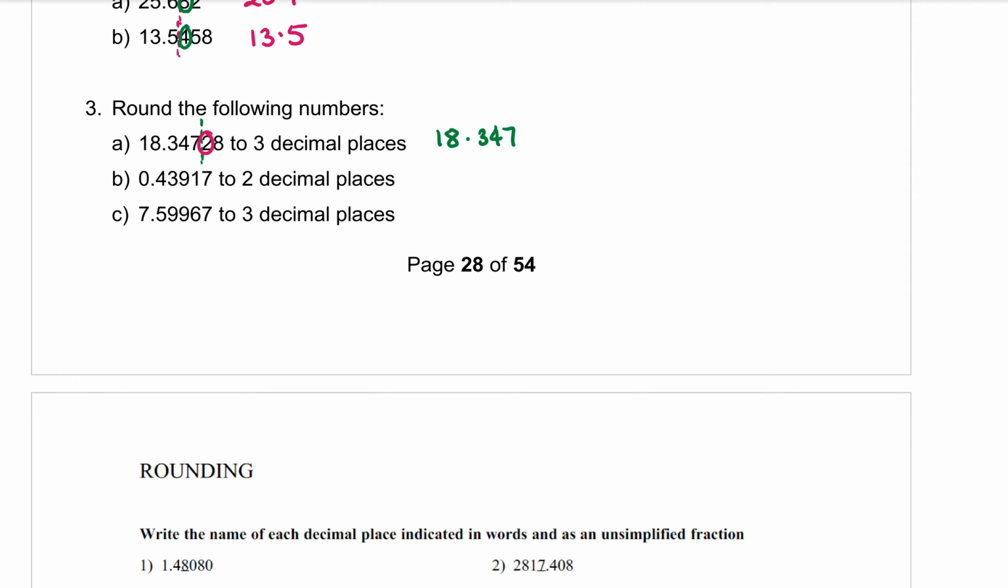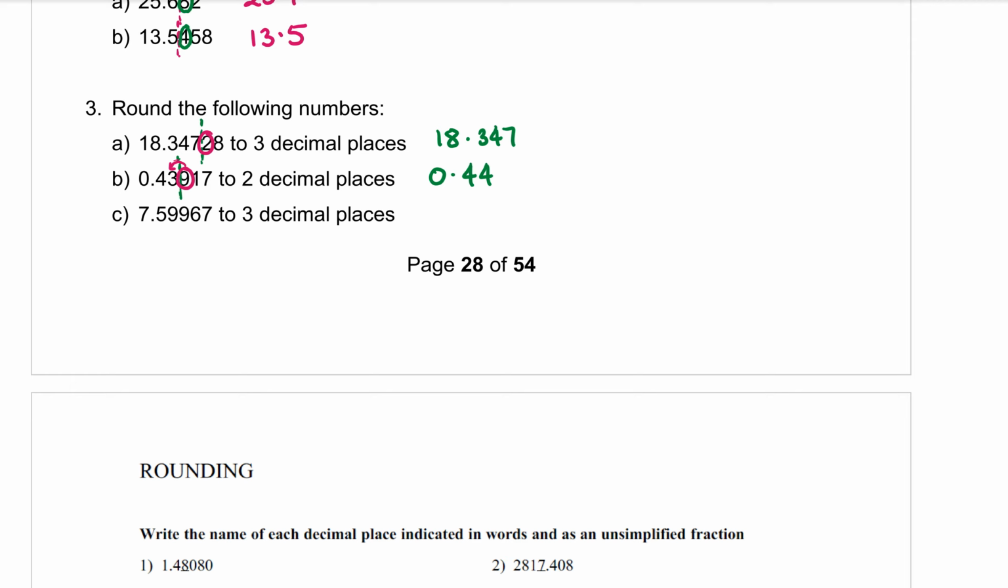In part B, we want 2 decimal places. So that means we want the 4 and the 3, and that's where the line goes after that. The 9 is the critical digit. Because it is larger than 5, we need to round up that 3 there, so that the answer will become 0.4. The 3 rounds up to be another 4.